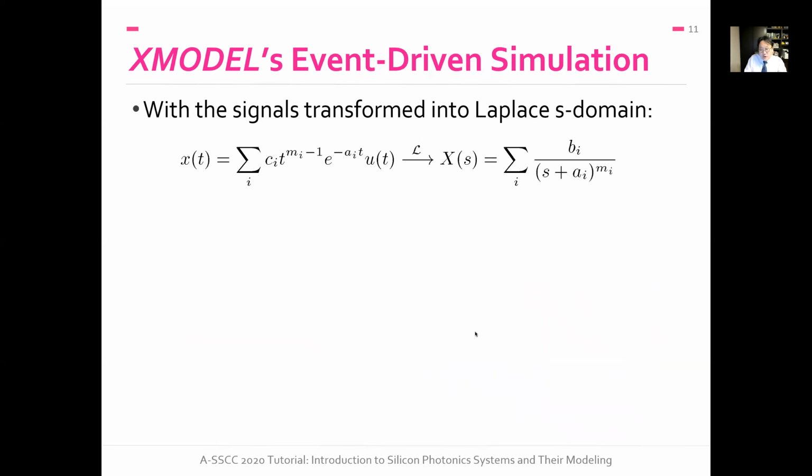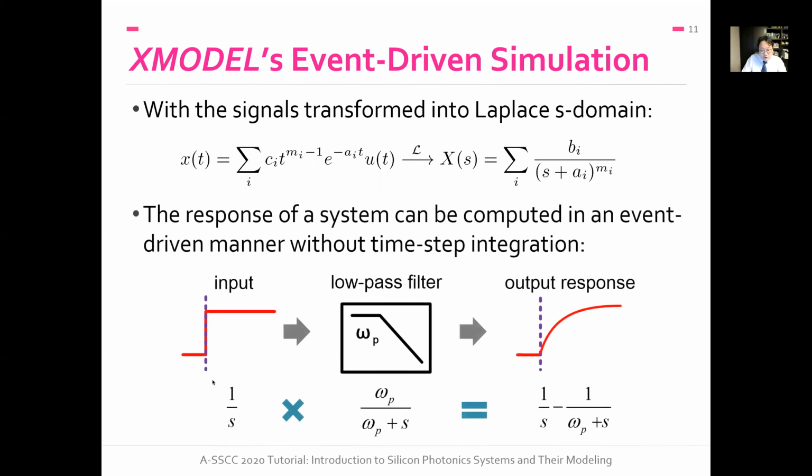And once you express your signal using this functional expression, you can do the simulation of your system or circuit in an event-driven manner. The key is you take this functional expression of the signal and do a Laplace transform, which results in a sum of these partial fractions. Now, once you have your signal expressed in the Laplace domain, computing the response of a given system that has a transfer function is very simple. You just take the product between the two, right?